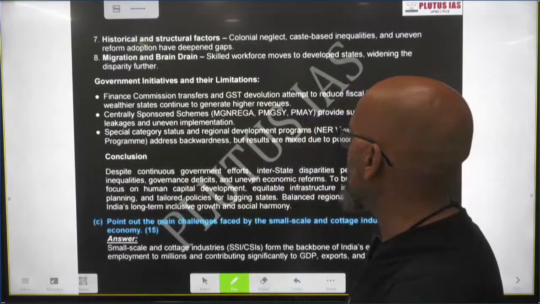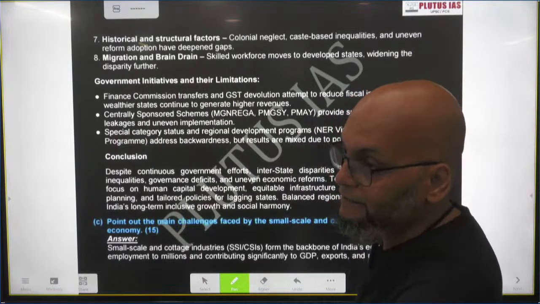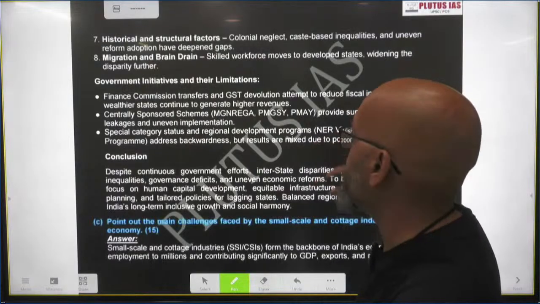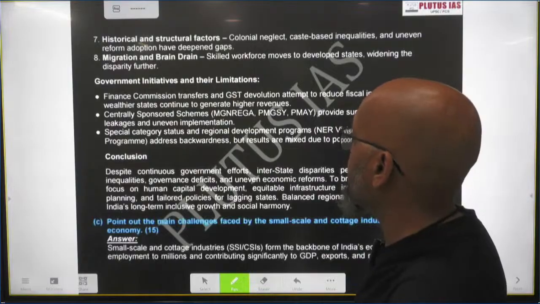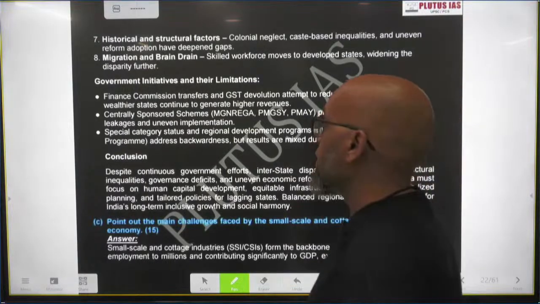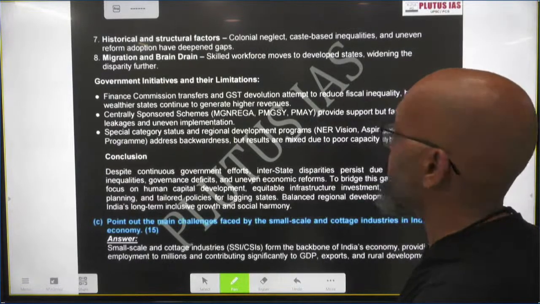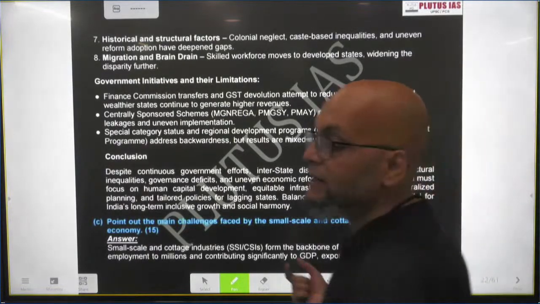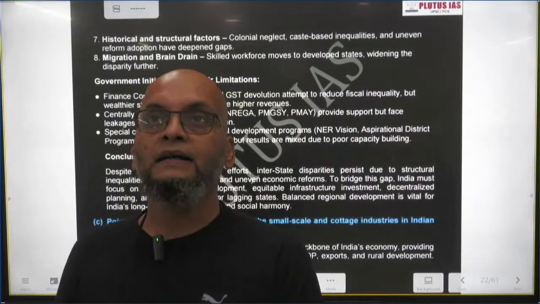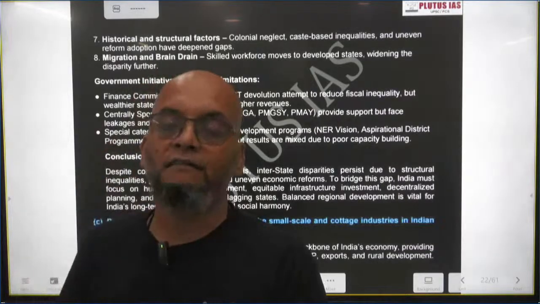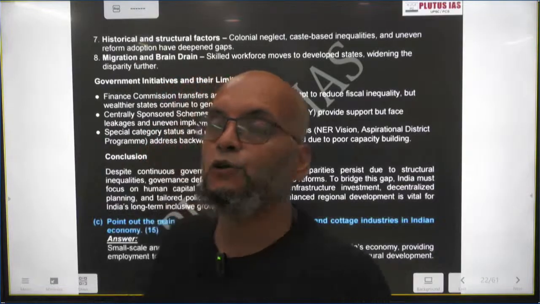Historical and structural factors, colonial neglect. These states which are lagging behind even today, they were neglected and exploited by the British. Caste-based inequality and uneven reform adoption have deepened gaps. Migration and brain drain: skilled workforce moves to developed states, widening the disparity further. Even in the states which are lagging behind, the workforce, the educated, they are moving to the developed states obviously for jobs. Again, brain drain is there. Again, the disparity will grow.